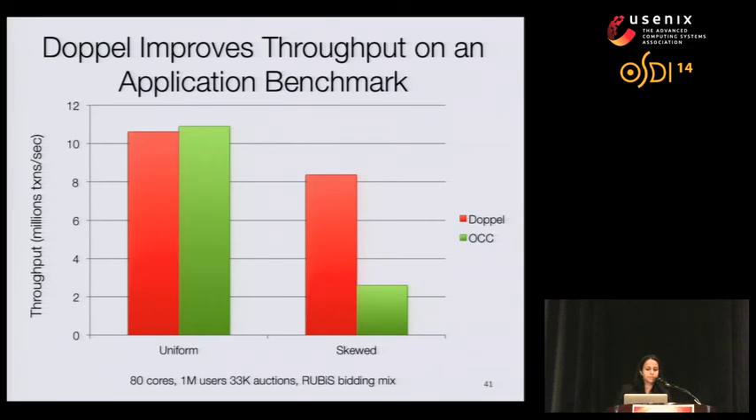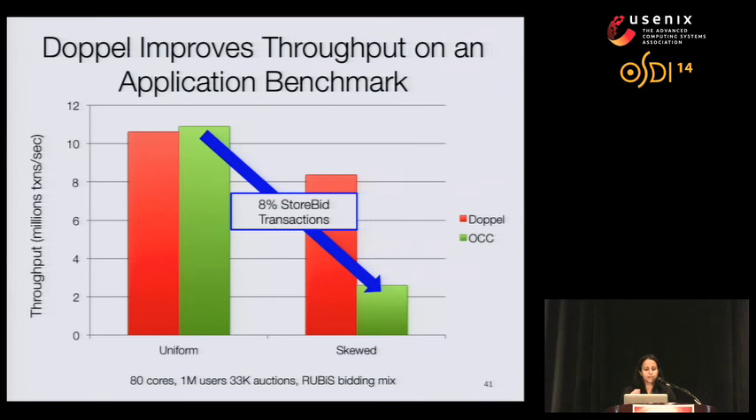Okay, so here's the performance of the Rubis bidding benchmark on 2 different workloads. On the left is a uniform workload, and on the right is a skewed workload. So we see in the uniform workload that Doppel performs slightly worse than OCC due to the overhead of phases and tracking conflicts. However, once we look at the skewed workload, we see that OCC's throughput drops significantly.